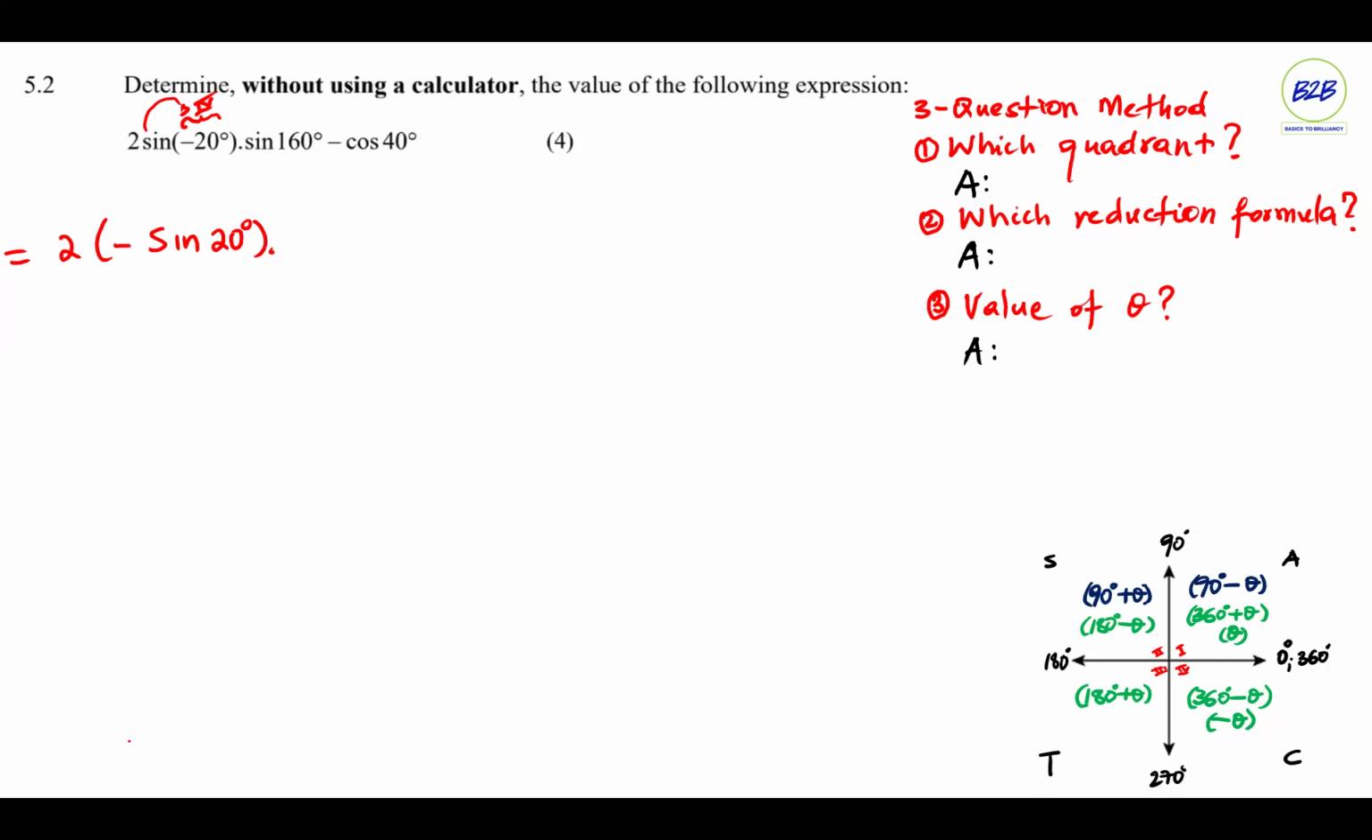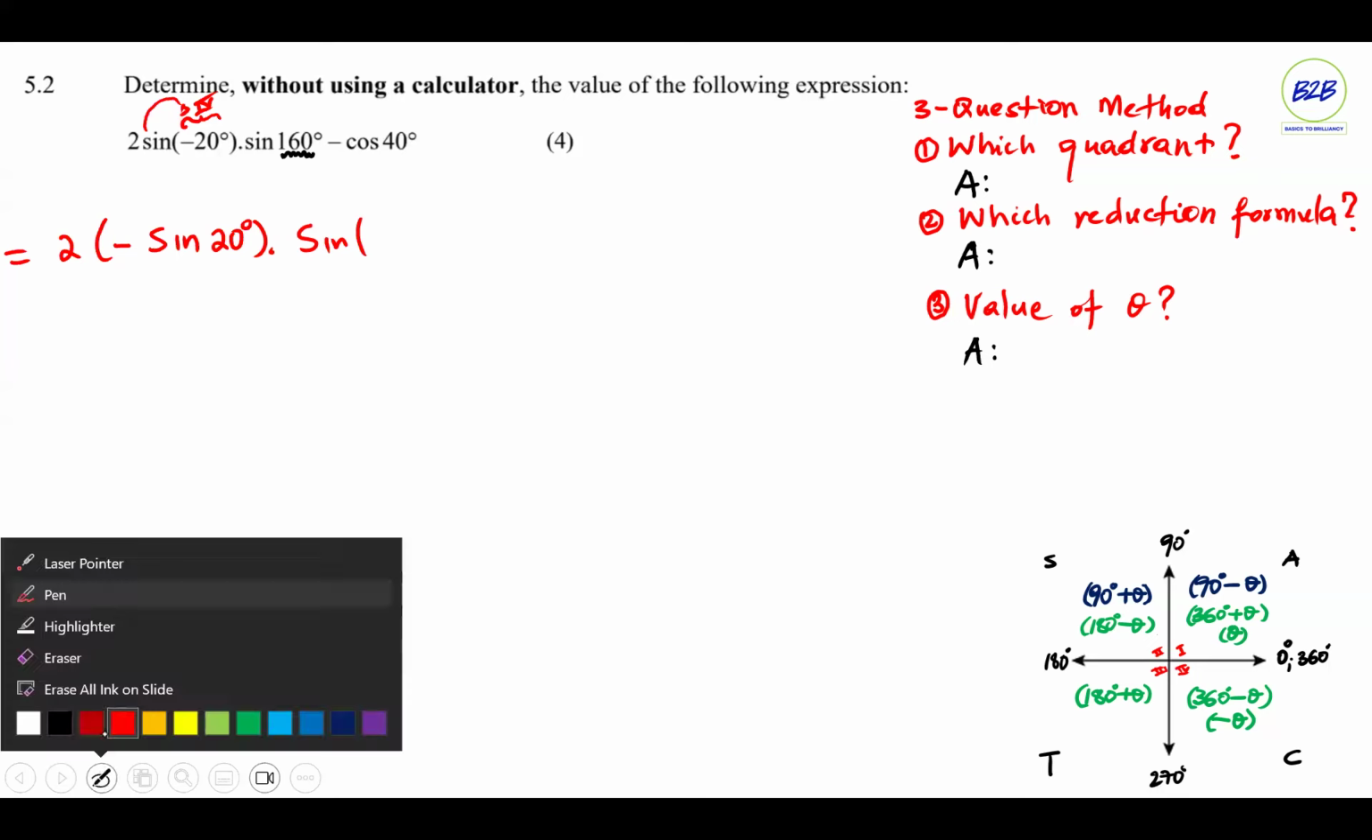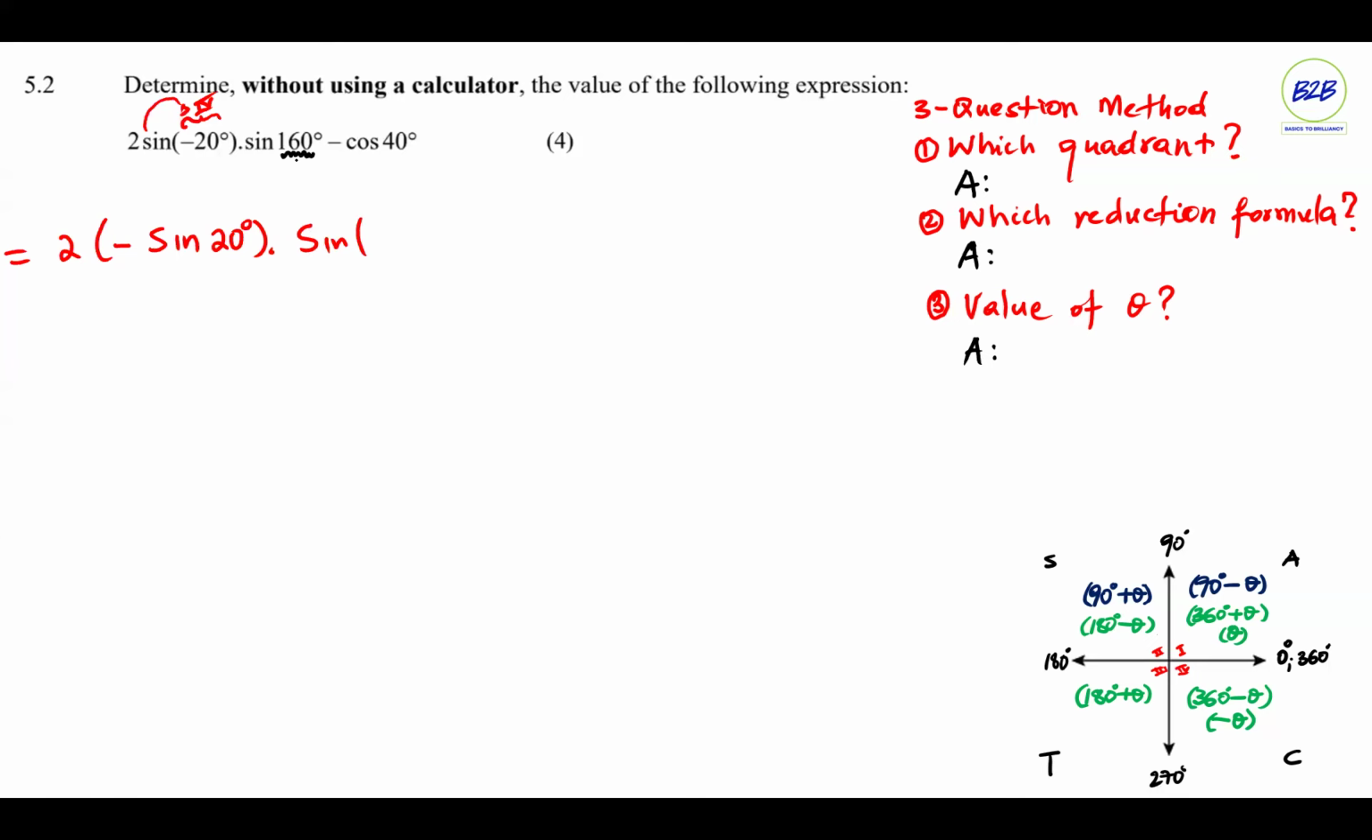And then we want to reduce now this 160 degrees. How are we going to go about that? We will say sine and then open brackets. We ask ourselves the first question. 160 degrees is on which quadrant? As you have seen before, it is on the second quadrant.